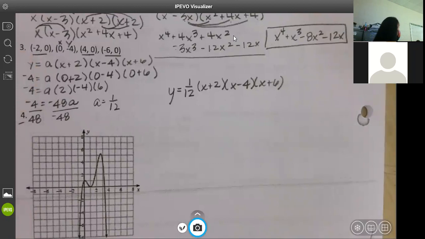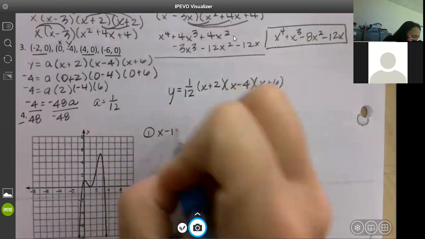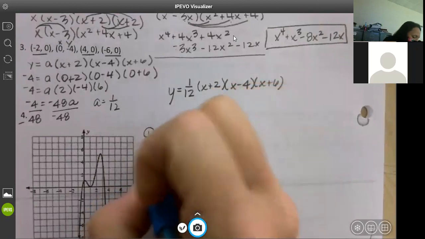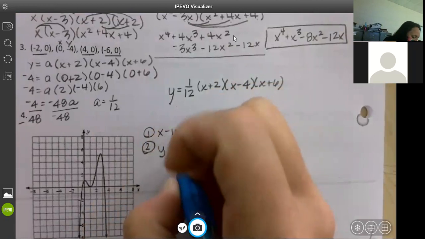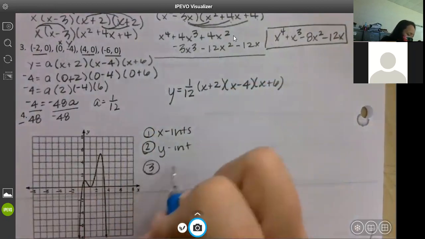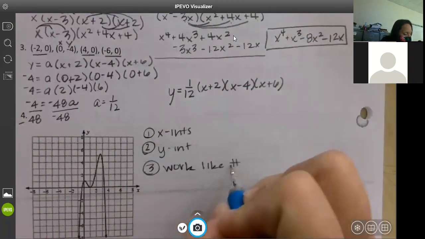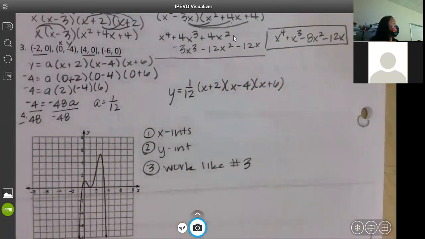Does that make sense? All right, so again, what you would do is first find your x-intercepts. You would find your y-intercept, and you can see that your y-intercept on this one is 0, 1. And then you would work like number 3. Does that make sense? So they didn't give you the coordinates, they gave you the graph. So you pull those coordinates. Just make sure if you see a bounce like at 1, that's a multiplicity of 2. So it would be a squared term.